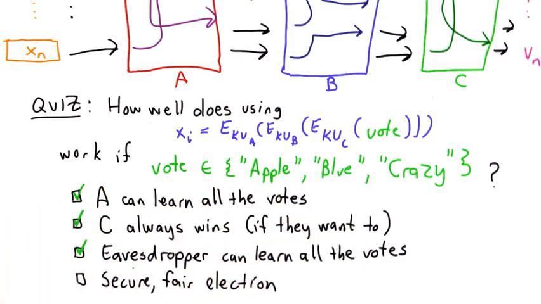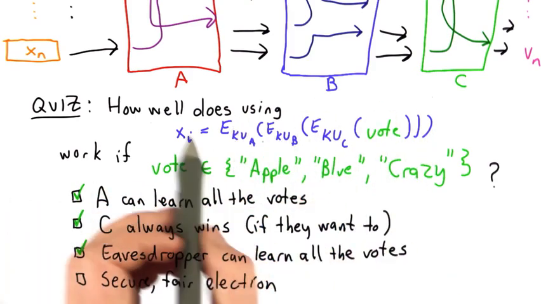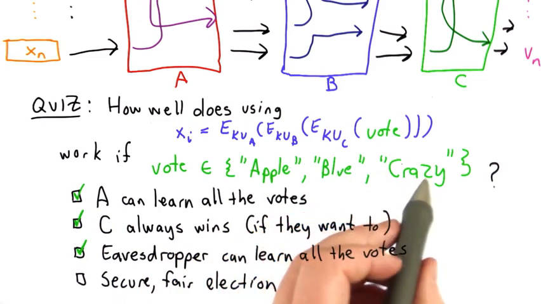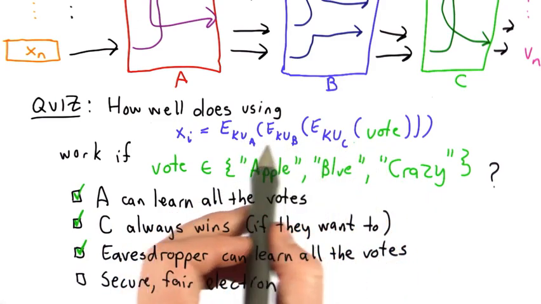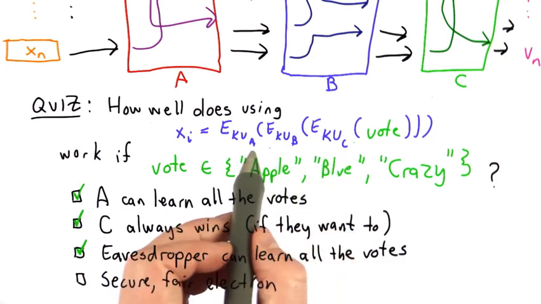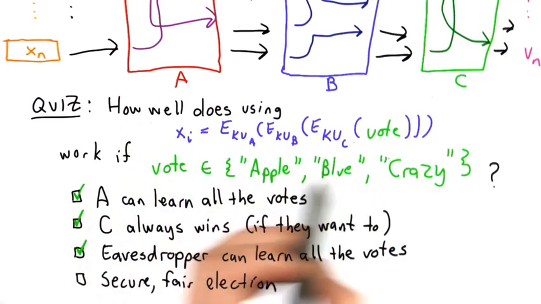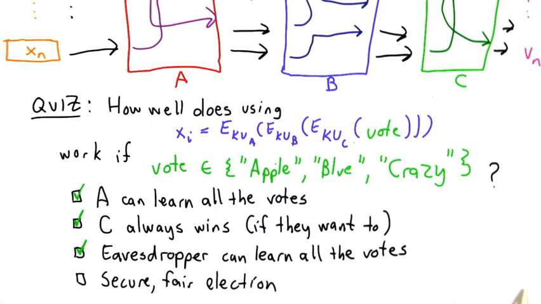The reason for this is that anyone observing these messages, given that there's only a small set, can compute this value, given the public keys of C, B, and A. You can compute the value of xi for the three possible votes, match that up to the incoming votes, know exactly what they are, so there's no anonymity for the voters. So either A or an eavesdropper could do this.